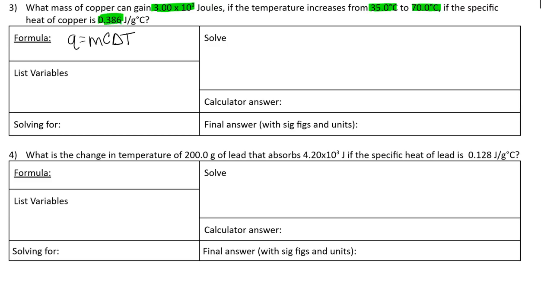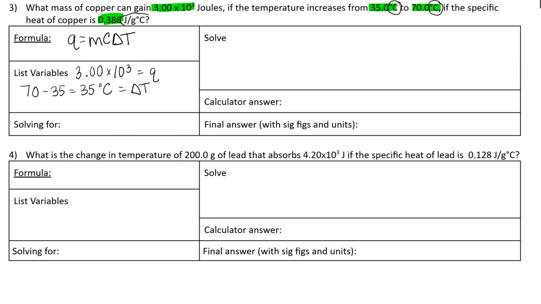So let's figure out what we got. Okay, this first number says joules. So it's 3.00 times 10 to the third. If something is joules, that means that it is a Q. Next, I see two things that say degrees Celsius. That must mean that I subtract them. Remember, do the bigger one first. So 70 minus 35 is 35 degrees Celsius, and degrees Celsius is our delta T.